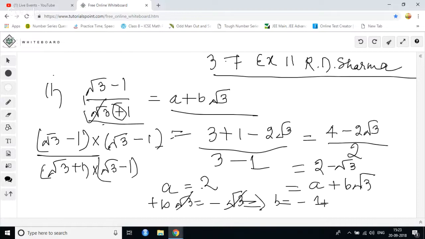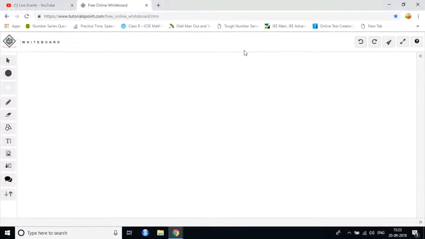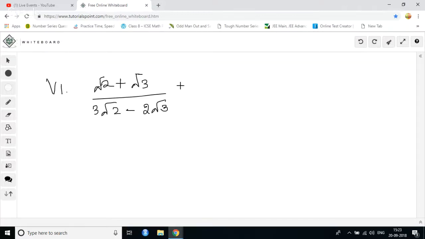I am taking another example from here, that is example number 6. So this was the first question. Now I will take example number 6, and example 6 is (root 2 plus root 3) divided by (3 root 2 minus 2 root 3), and that is equal to a minus b root 6.